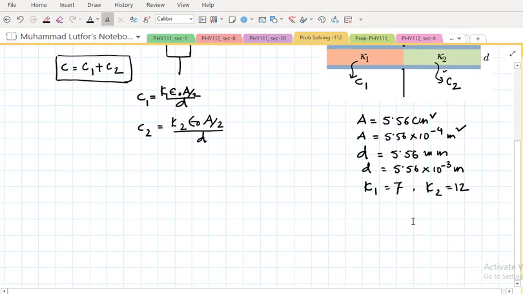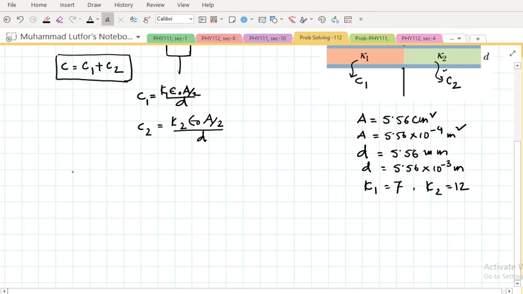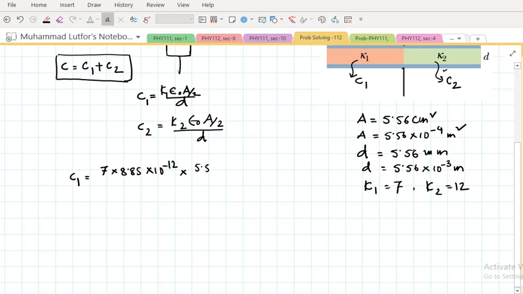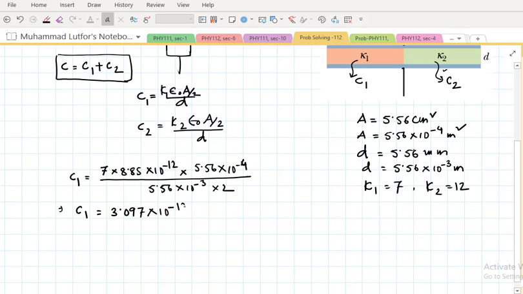Now we have to find out the total capacitance of that capacitor. I'm going to plug these values into the two capacitors. C1 would be 7, that is kappa 1, epsilon naught is the constant 8.85 into 10 to the power minus 12, and the area 5.56 into 10 to the power minus 4 divided by the separation, 5.56 into 10 to the power minus 3 into 2. If you solve this, you will find that the capacitance of capacitor 1 is 3.097 into 10 to the power minus 12 farad.